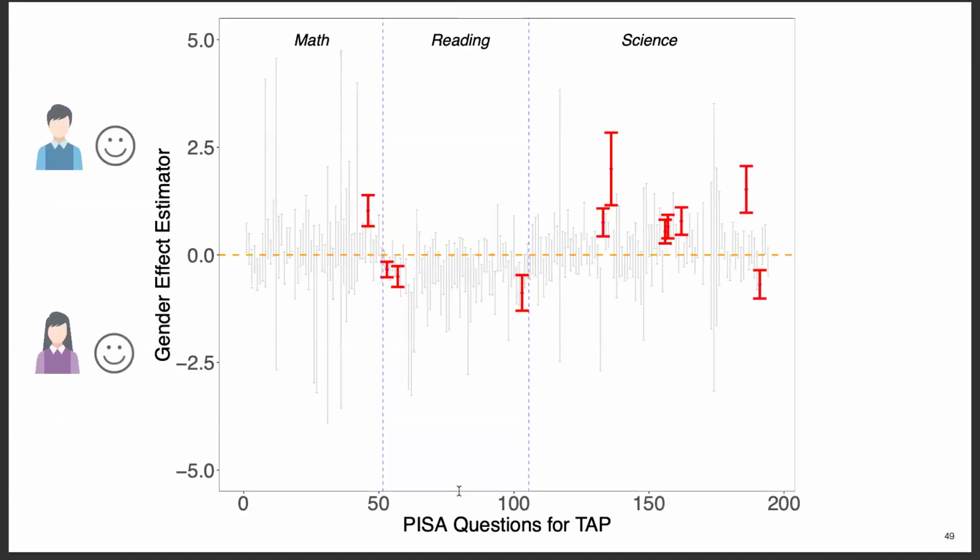Here is the result for gender effects. Positive means male, and negative means more female, and there are a lot of others covering 0. Because we have 200 questions, about 10 out of these 200 have a significant effect, not covering 0. Here we also did a Bonferroni correction, because we are doing multiple testing.